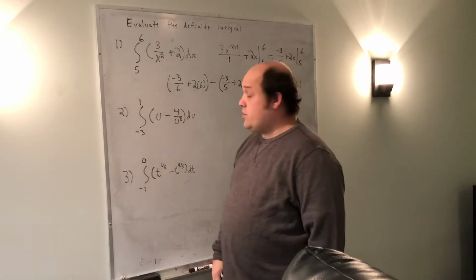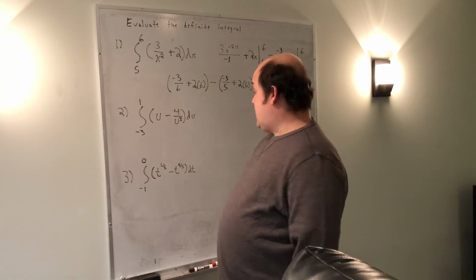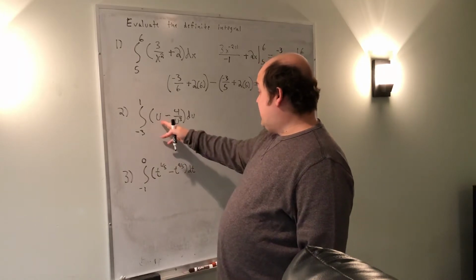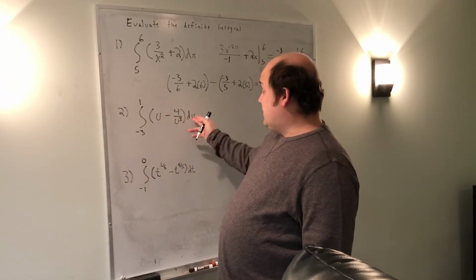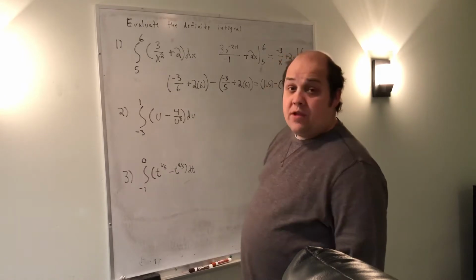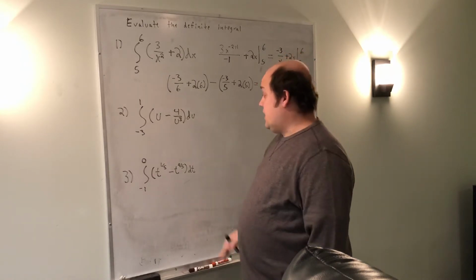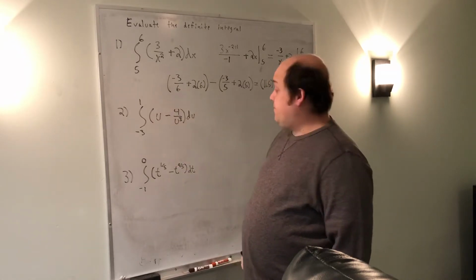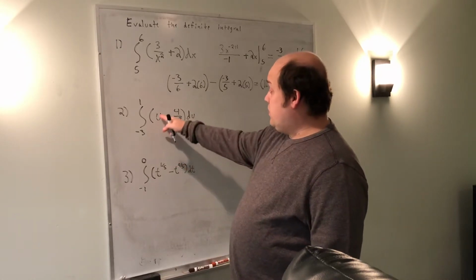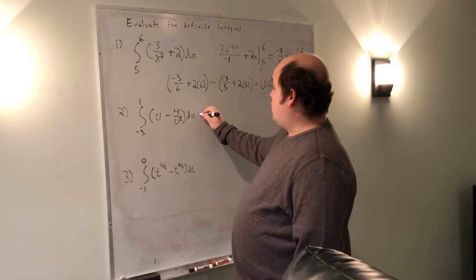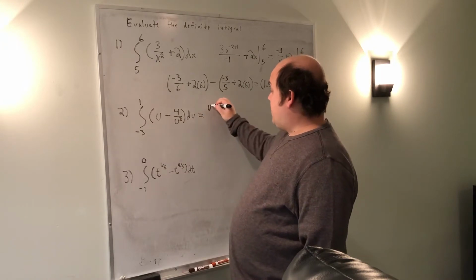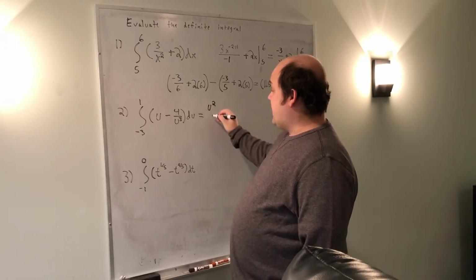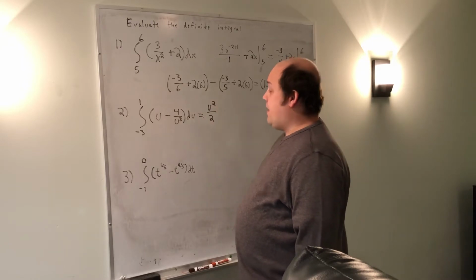For problem number 2, same general idea. Key distinction here, they switch from u to x, but as long as it says du, it doesn't really matter what letter they decide to use. As long as it's with respect to that same letter, we can integrate. So, u is currently to the first power. When I add 1 to that power, it becomes u to the 1 plus 1, or u to the second, and I divide by the new power.